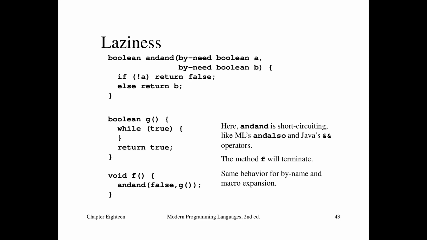It's going to evaluate A, and that will return false. So not false is true. It hits that and then immediately returns false. It never evaluates B, and then it moves on. So the return value for and will be false. Thus, we never hit the infinite loop inside of G.